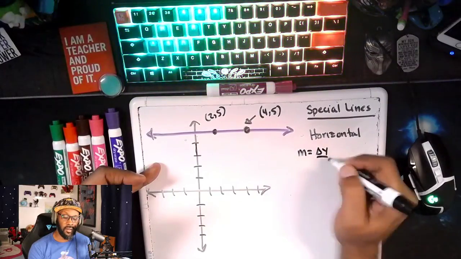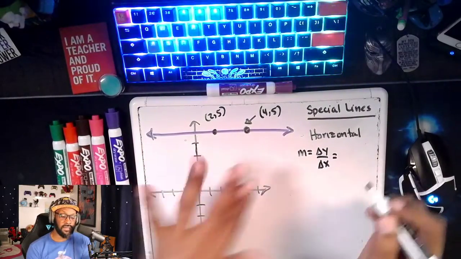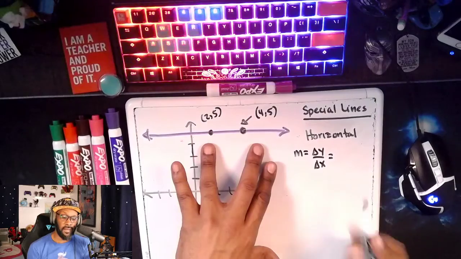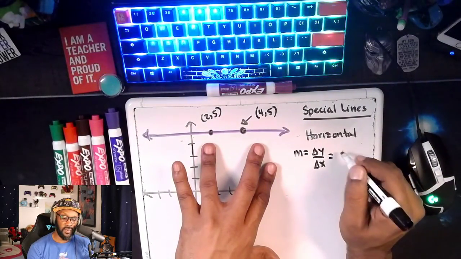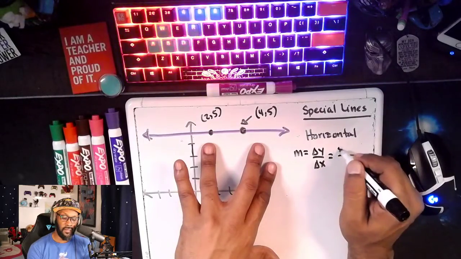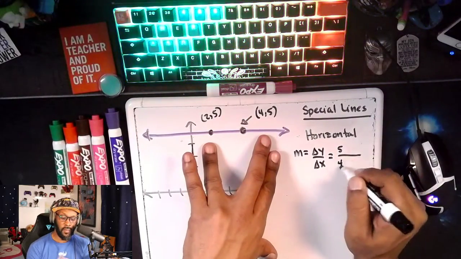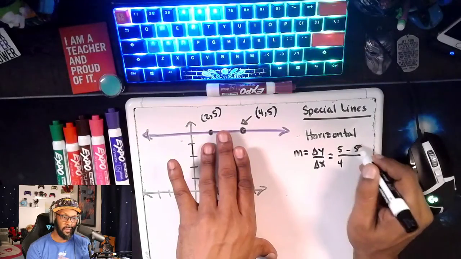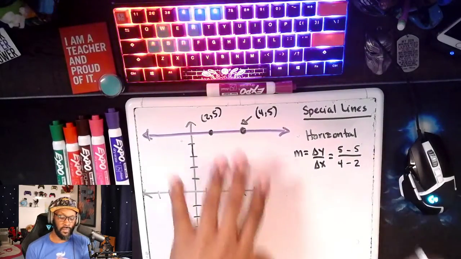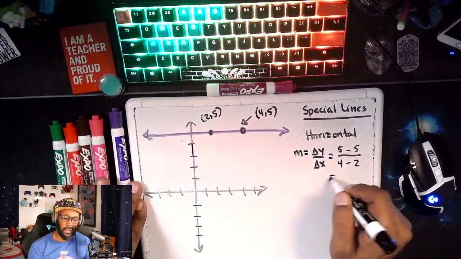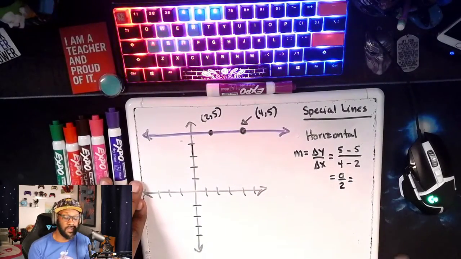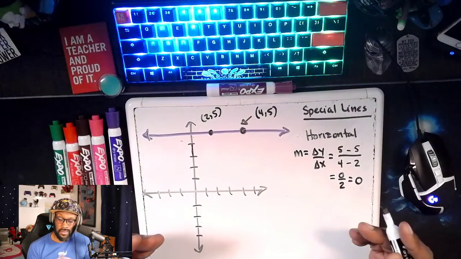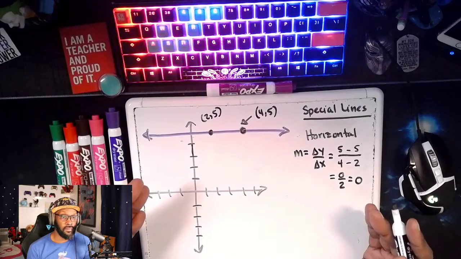Remembering that the slope is the change in y over the change in x, I'm going to use these 2 points. The change in y: since these are my 2 points, I'm going to go 5 minus 5 over 4 minus 2. Hopefully you caught how I did that. Now, eventually I'm going to get this, and we know that 0 divided by anything is just going to be 0. So my slope of horizontal lines is always going to be 0.